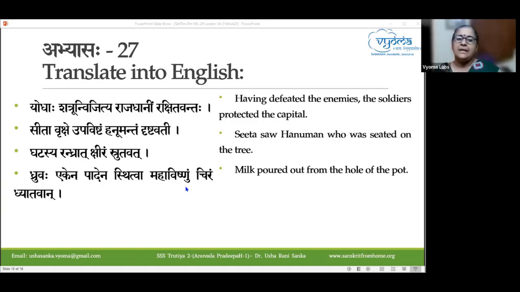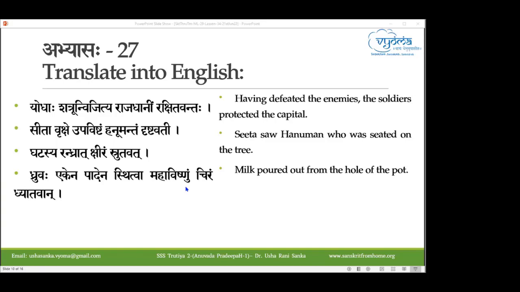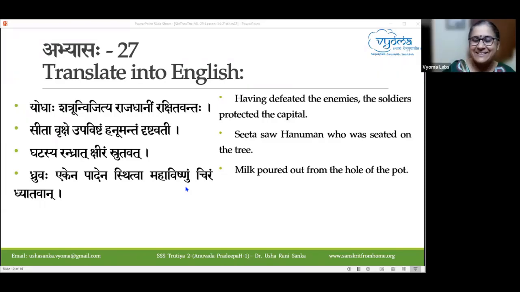Ekena padena sthitva. Standing on one foot is okay, but having stood on one foot is what we agreed on. On one foot, Dhruva meditated on Mahavishnu for a long time. Right. Nice. Thank you. So one more observation. If we agreed on two usages, one is after and one is having, but if we say after, it doesn't apply here, if you observe. Isn't it?